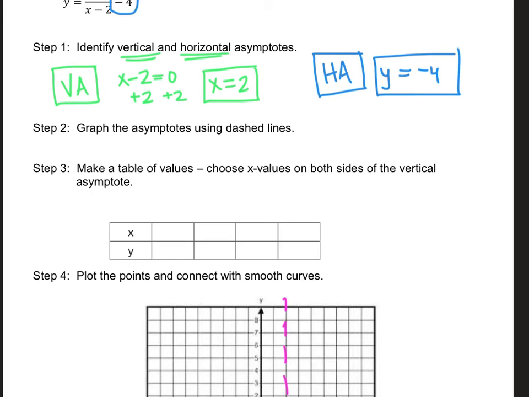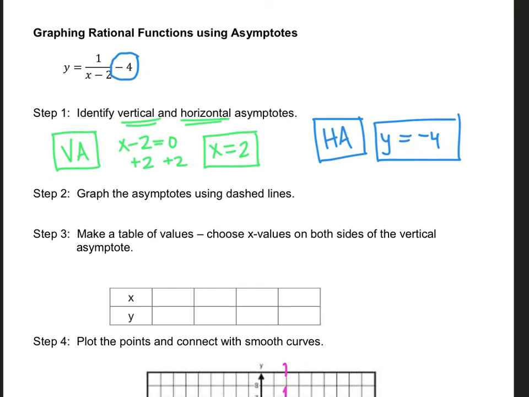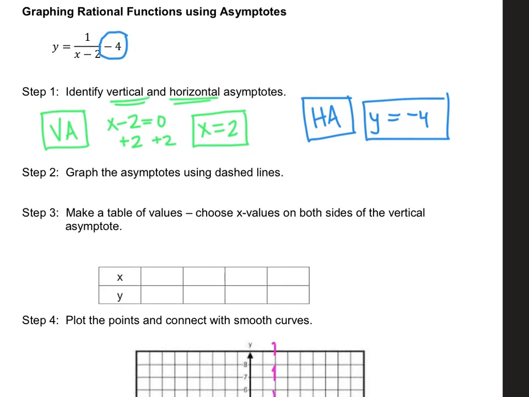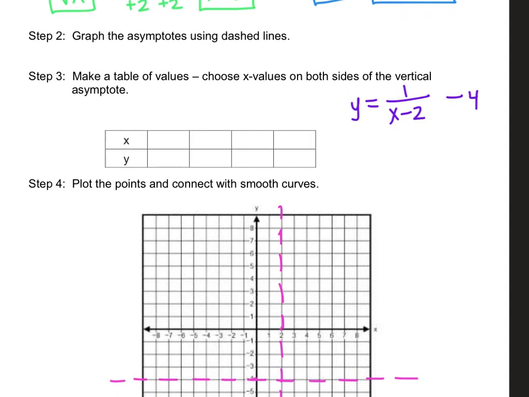Step 2, make a table of values. Choose x values on both sides of the vertical asymptote. So I'm going to just rewrite our function so we can see it over here. y equals 1 over x minus 2, and then minus 4. Okay, we may not get some pretty numbers on this, but we'll just plug in numbers and plot. If we get some fractions or decimals, that's okay. As long as we're getting accurate values on our curves, we'll be able to draw the curves.